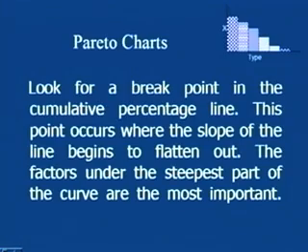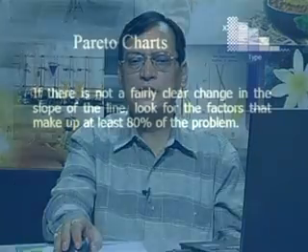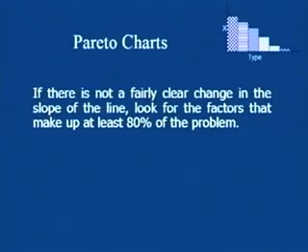So, we should put most of our effort only on those categories, and once we put our effort on the vital categories, we will get tremendous improvement in the process, instead of just struggling on trivial activities. This is one suggestion. The second suggestion is, if there is not a fairly clear change in the slope of the line, look for the factors that make up at least 80% of the problem.